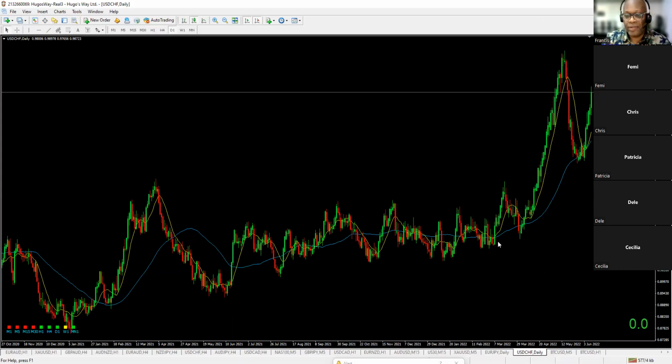What pair? GU. Somebody says GU. Okay, let's start with GU. Someone says GJ. Okay, we'll start with GU and maybe we'll look at GJ or perhaps another, maybe not another pound pair.